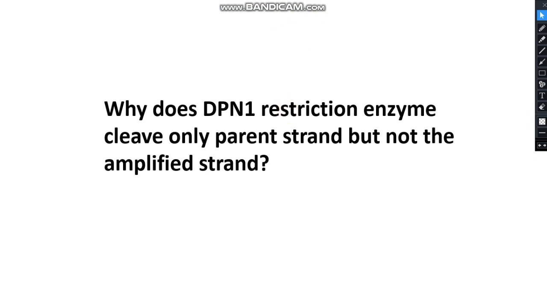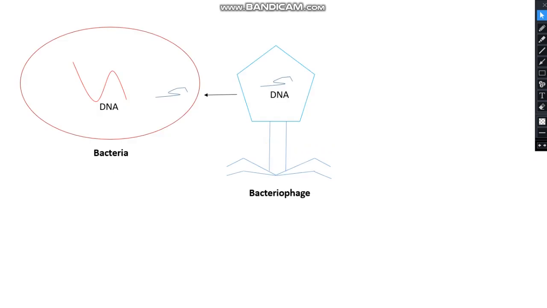In this tutorial video I will discuss a very basic and important question: why does Dpn1 restriction enzyme cleave only the parent strand but not the amplified strand? Many of us use Dpn1 for parent strand digestion after site-directed mutagenesis or any kind of mutation. So we normally use this kind of enzyme. But the question is, why does Dpn1 only cleave the parent strand but not the amplified strand? To answer this question, I have to go a little deeper into the theory.